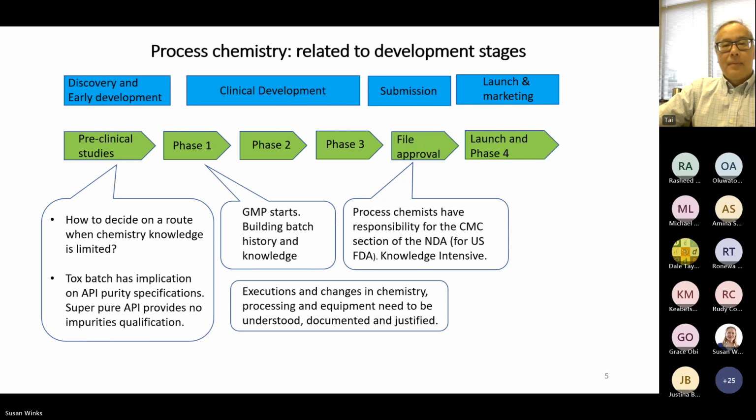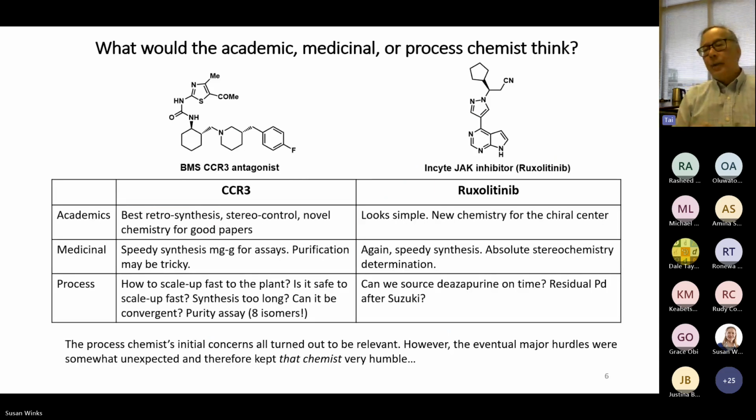Next, please. So that's the introduction, just to give you a flavor of why process chemistry is needed and what kind of work process chemists do.